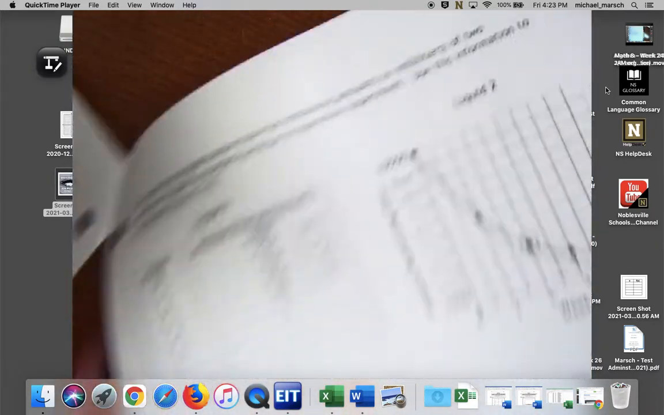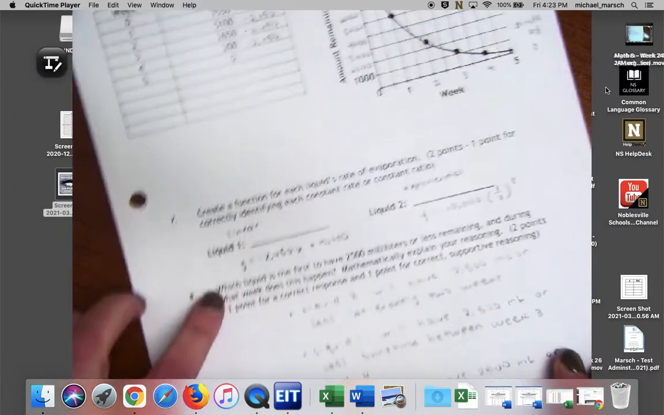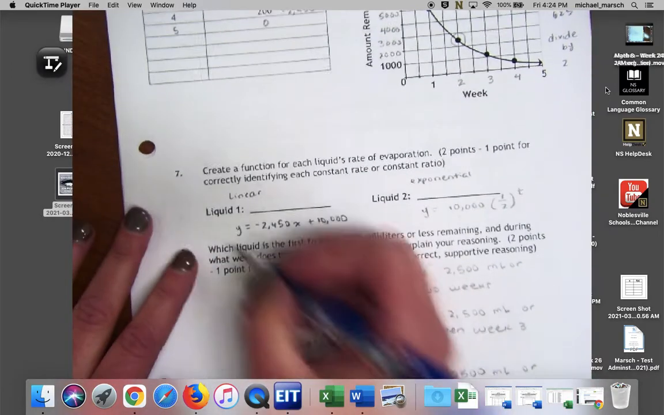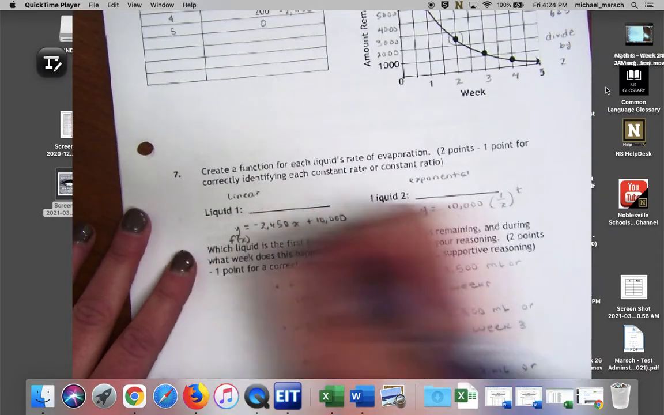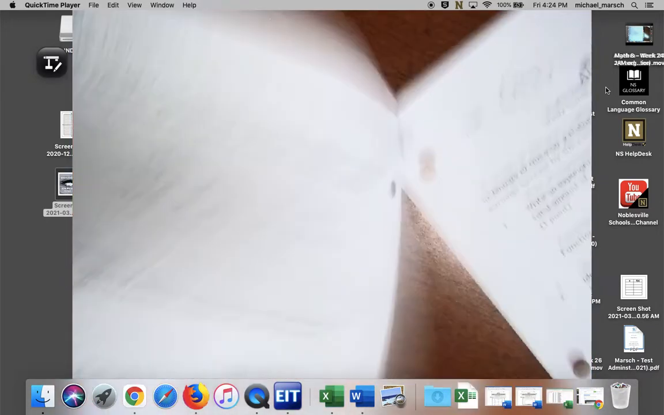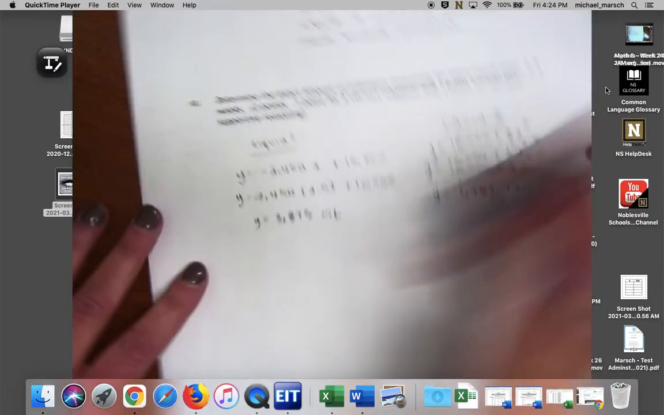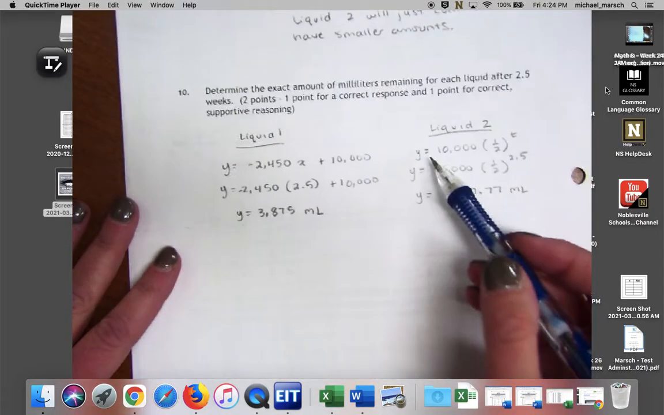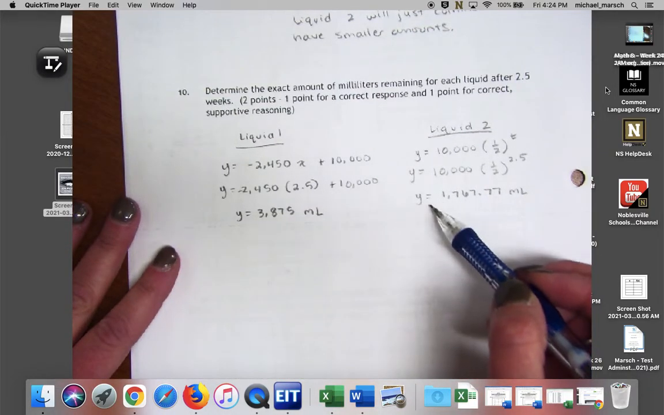Oh, one more thing I want to add here. What's the same thing as y? f of x, f of x. I could put those there. And then for these, I also could have had f of x, f of x, f of x, f of x.